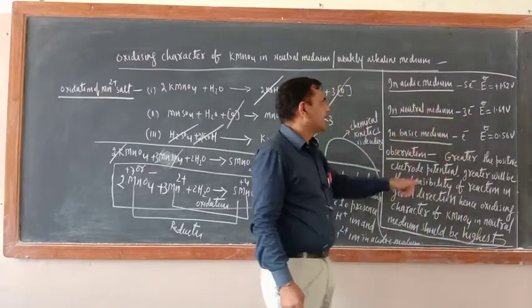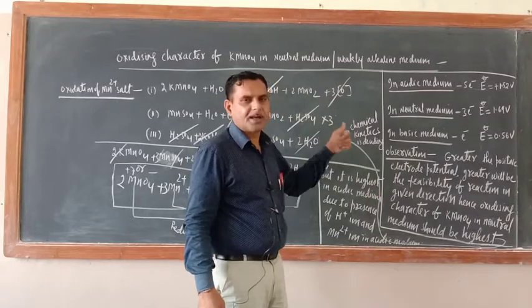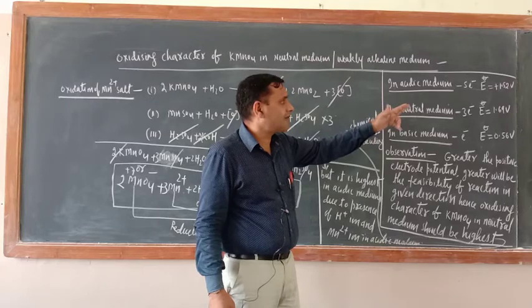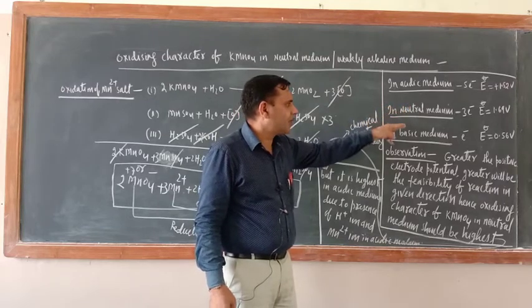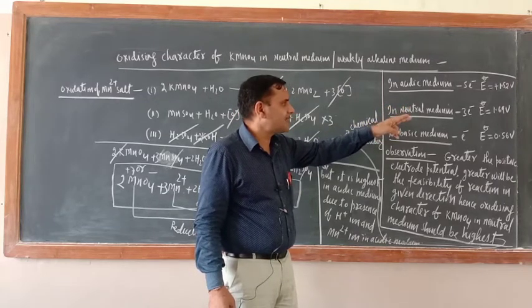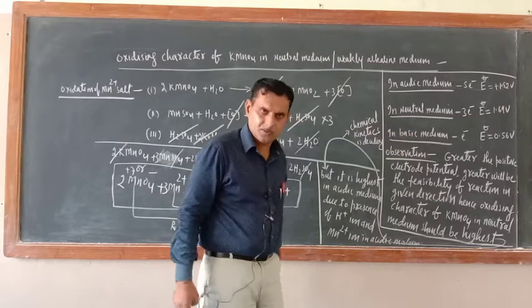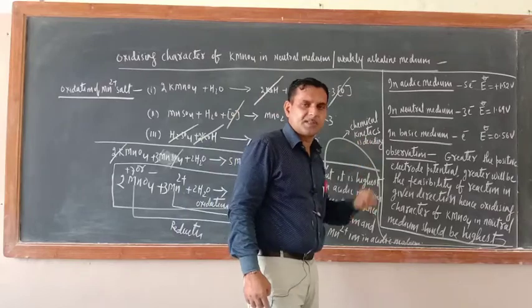Now just see, the electrode potential of KMnO4 in acidic medium is plus 1.52 volt. In neutral medium this is 1.69 volt. In basic medium this is 0.56 volt. What is this? This is the electrode potential value.